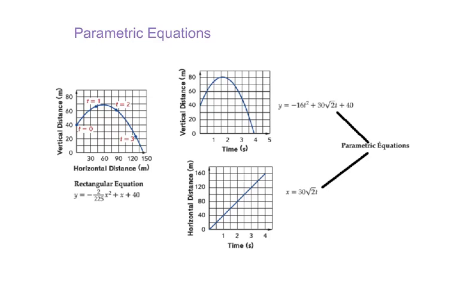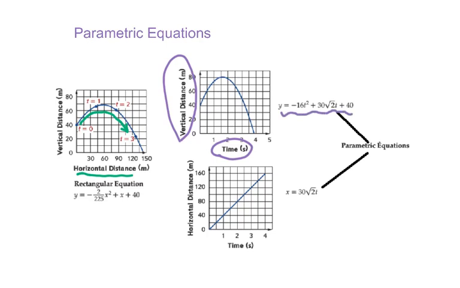Today's lesson is about parametric equations. Suppose from an airplane which is 40 meters high from the ground, you hit a golf ball, and here's the trace of that golf ball. From the graph, we know that vertical distance is a function of time, and also horizontal distance is a function of time. The function between vertical distance and time will be this graph.